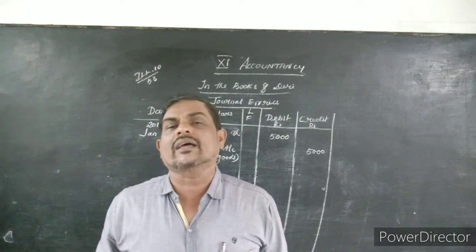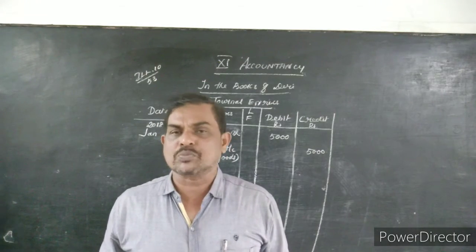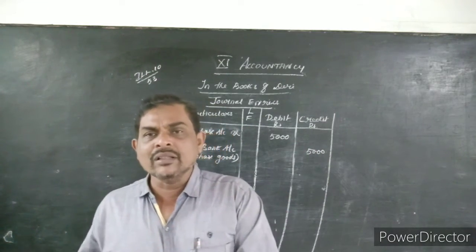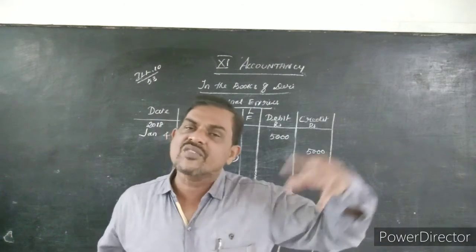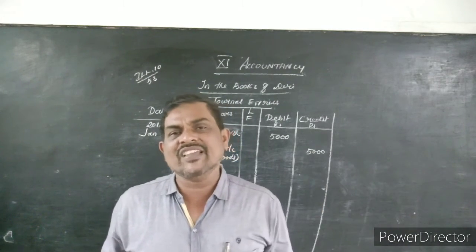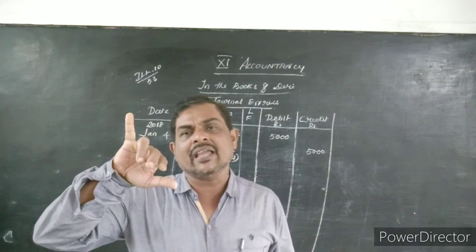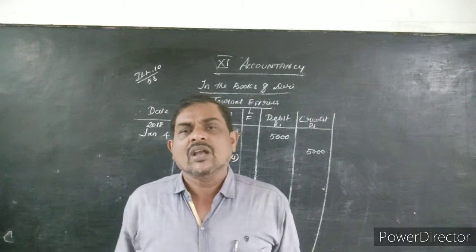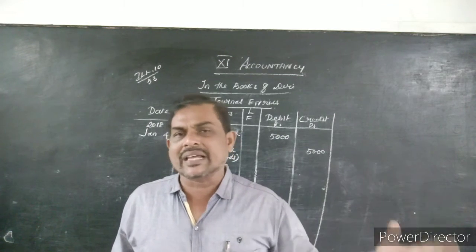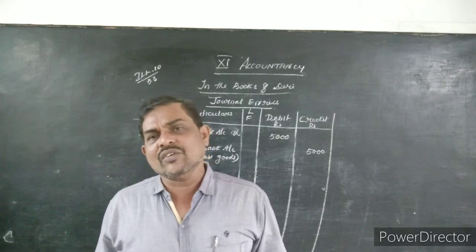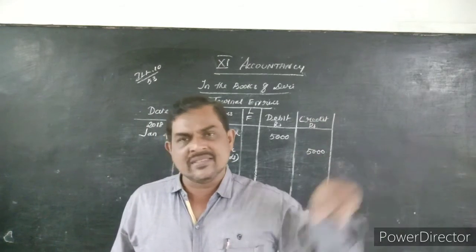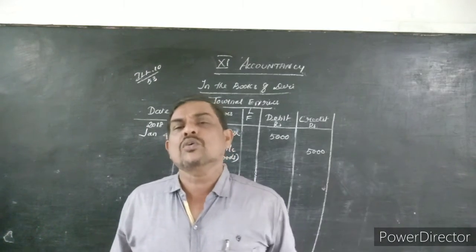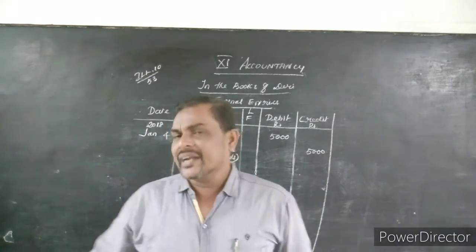RTGS is nothing but what? Real time gross settlement. So RTGS is through a bank account, and I am giving the payment through the bank. Who is receiving this amount? A and company is receiving the amount. So here the bank account is a personal account, and A and company is also a personal account. Both are personal accounts. Now one account will be debited, one will be credited. Debit the receiver, credit the giver. Who is the receiver? A and company is the receiver. The bank is the giver, as I am paying through the bank. So the bank is credited and A and company is debited.